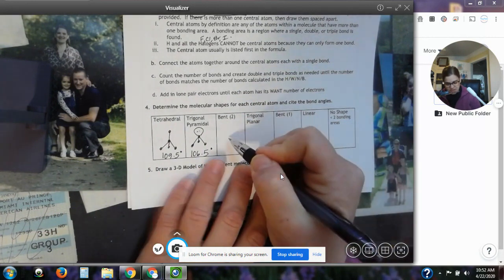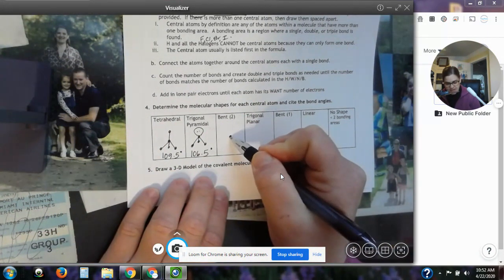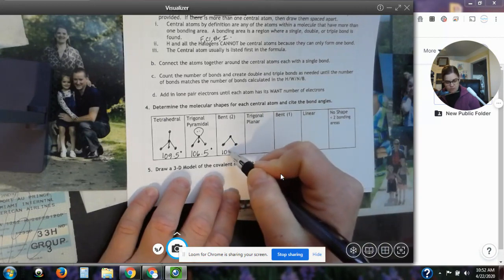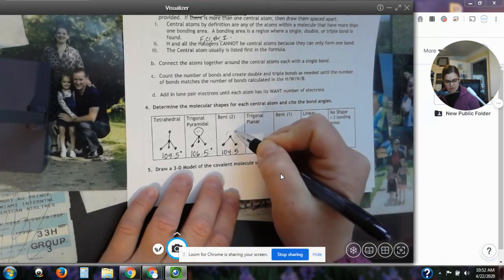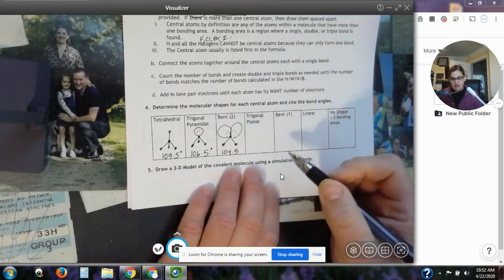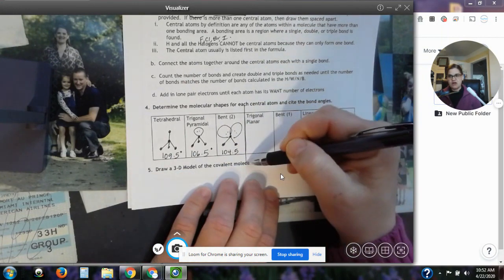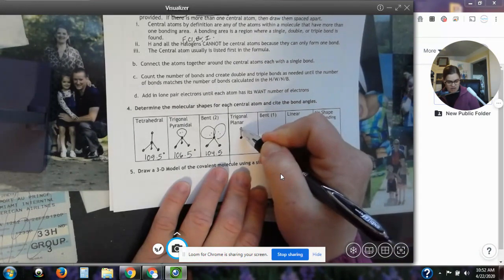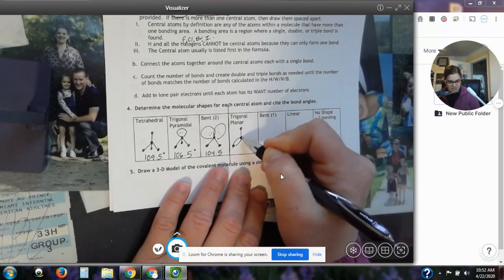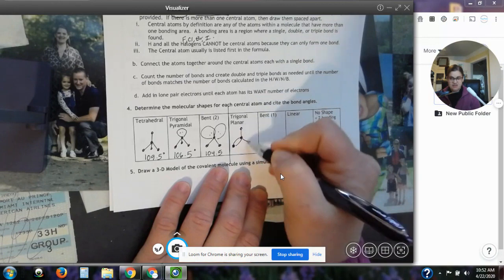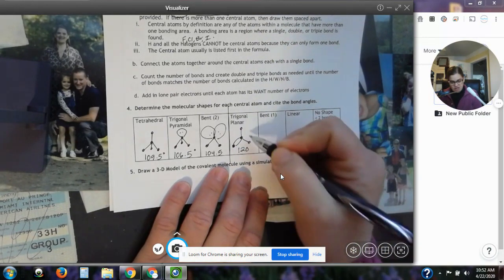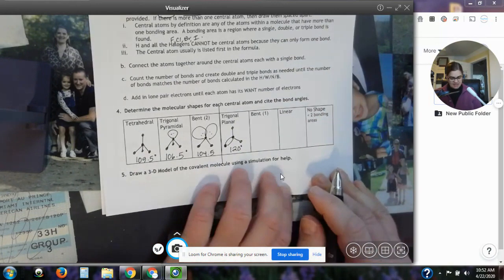Bent, we take out that back leg, and so we've got 2 connections here, 104.5. There's 2 lone pairs up here. That's where we split our chart on our notes. We start with a new structure. We've got here 3 attachments or 3 areas of bonding. 1 is a double bond. This is our trigonal planar shape, 120 degrees.